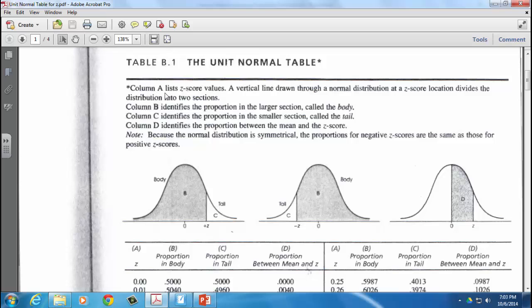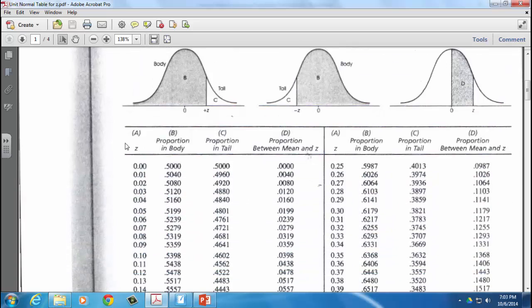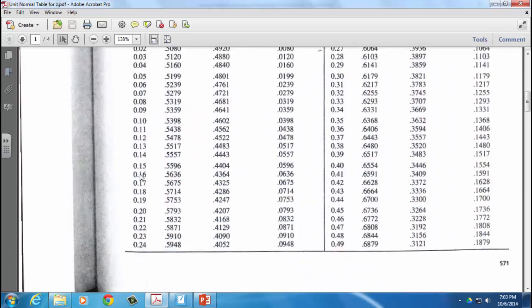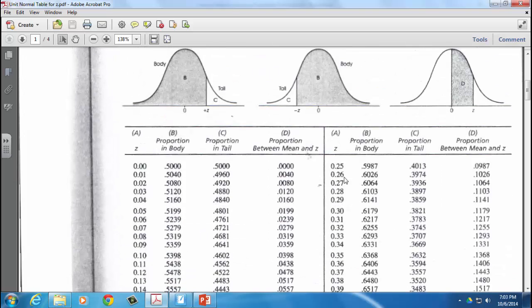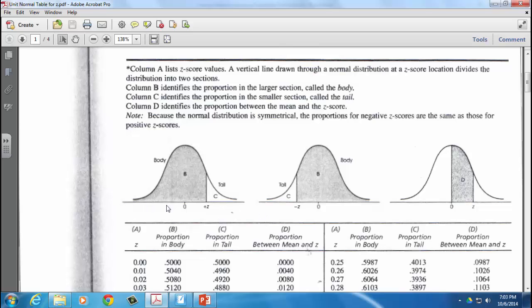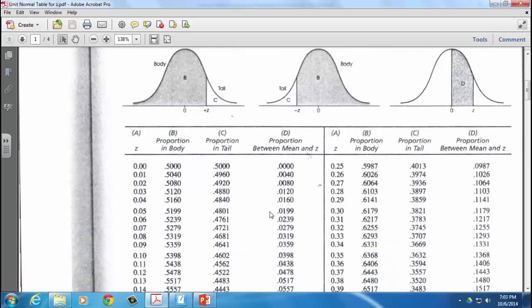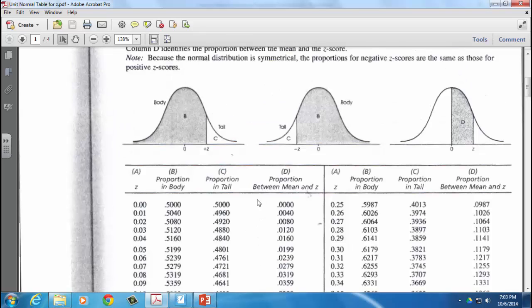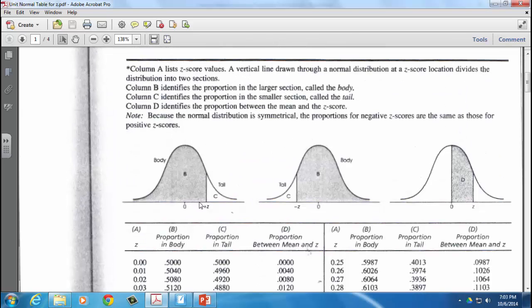Okay, so column A lists the z-scores. If you look at column A, you'll see z, and then you'll see z-scores gradually increasing in numeric order. That represents the position of the score along the x-axis. Now, keep in mind that there are no negative z-scores in this table, and that's because the unit normal table represents a normal distribution. And remember, the positive side of the distribution, the scores greater than the mean, is just a mirror image of the negative side of the distribution, or the scores less than the mean.